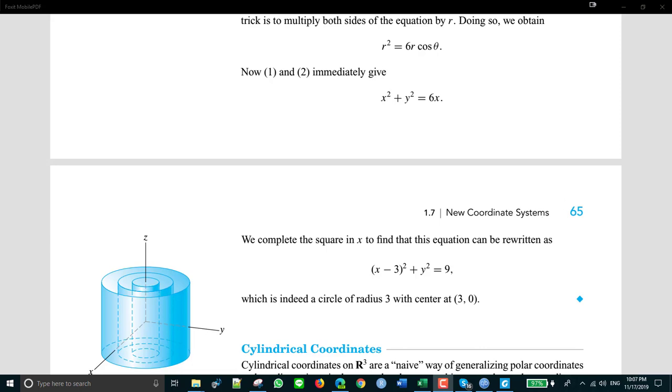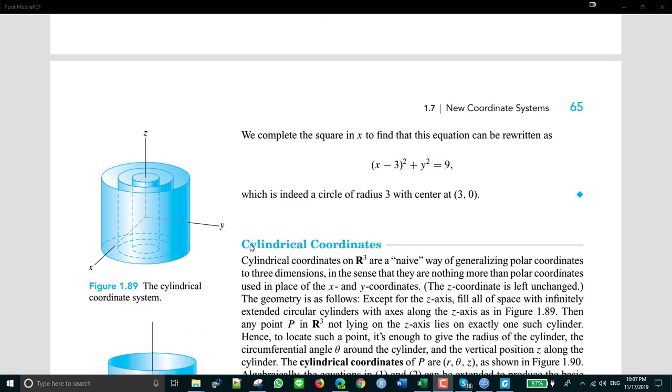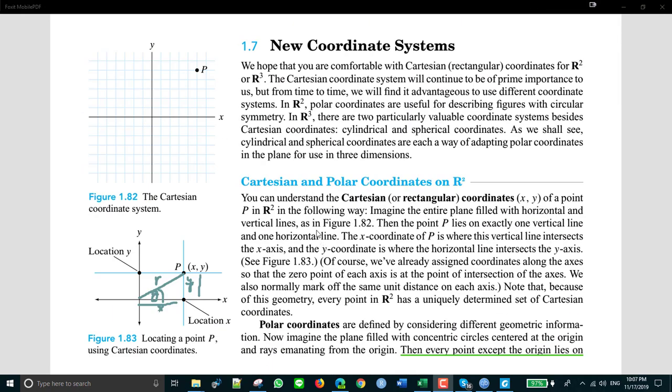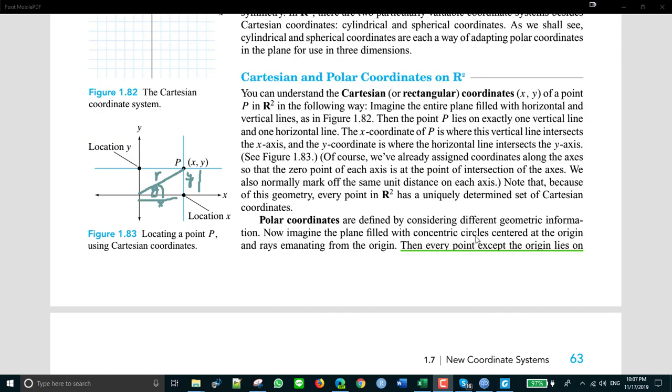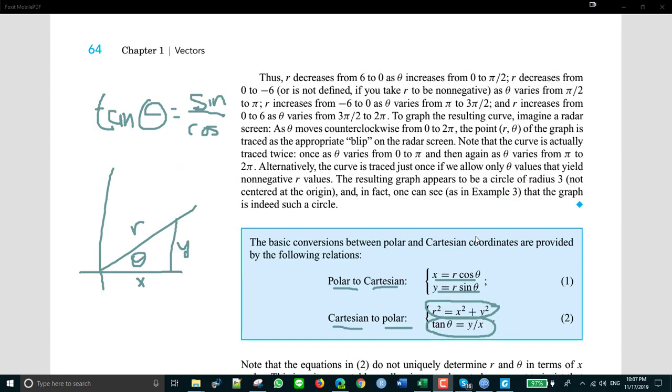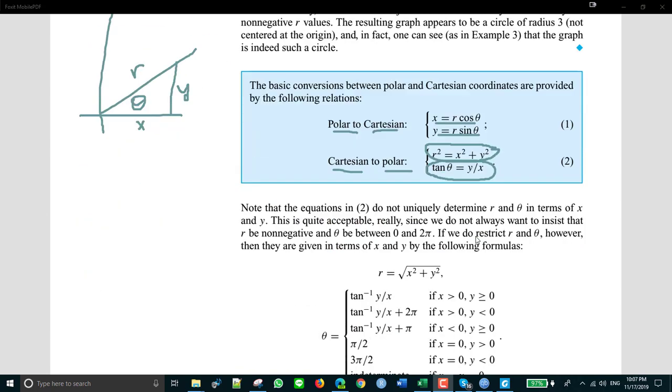Okay, next thing is what they're called. So this system is called polar coordinates. That's when we're working in the plane, only in the plane, not in 3D, and we use r and theta as our coordinates.